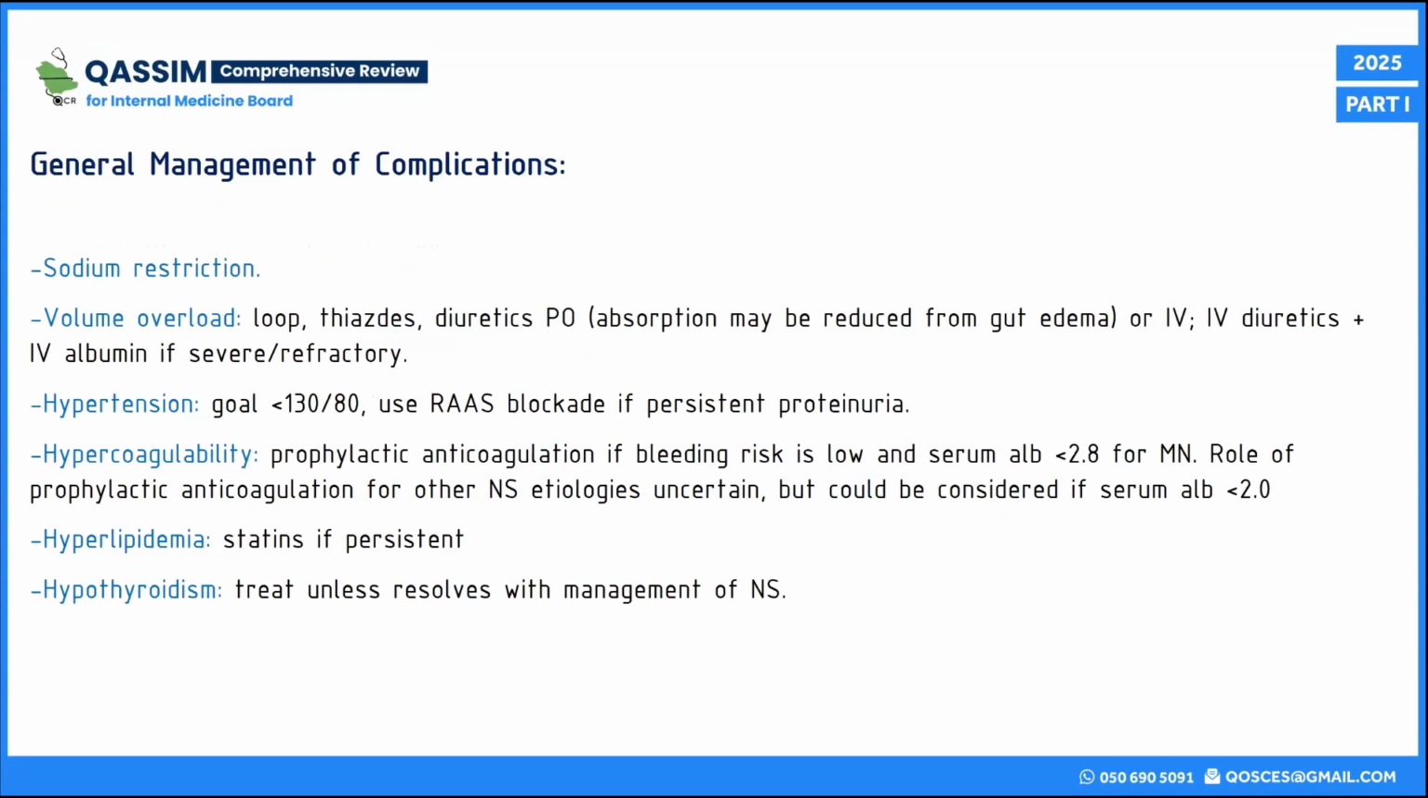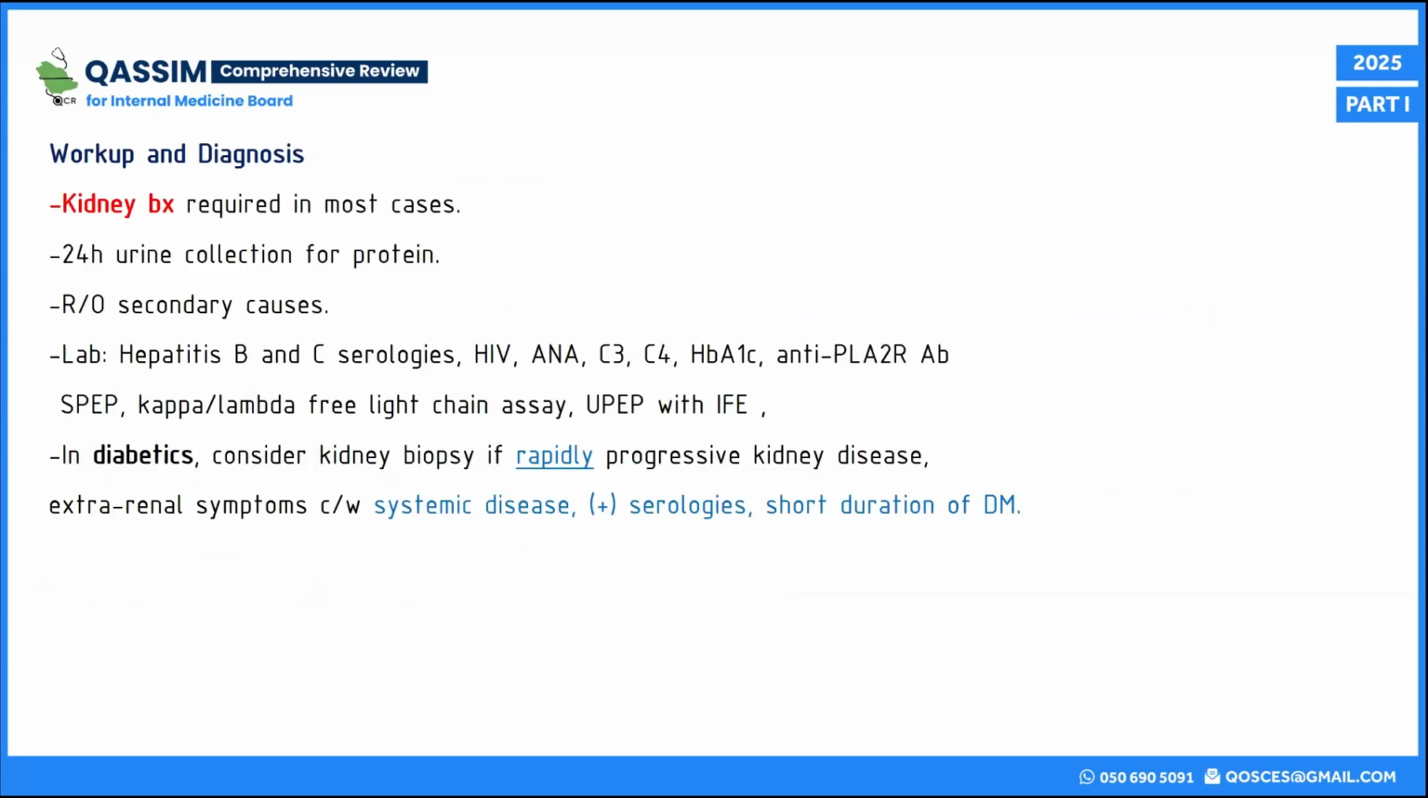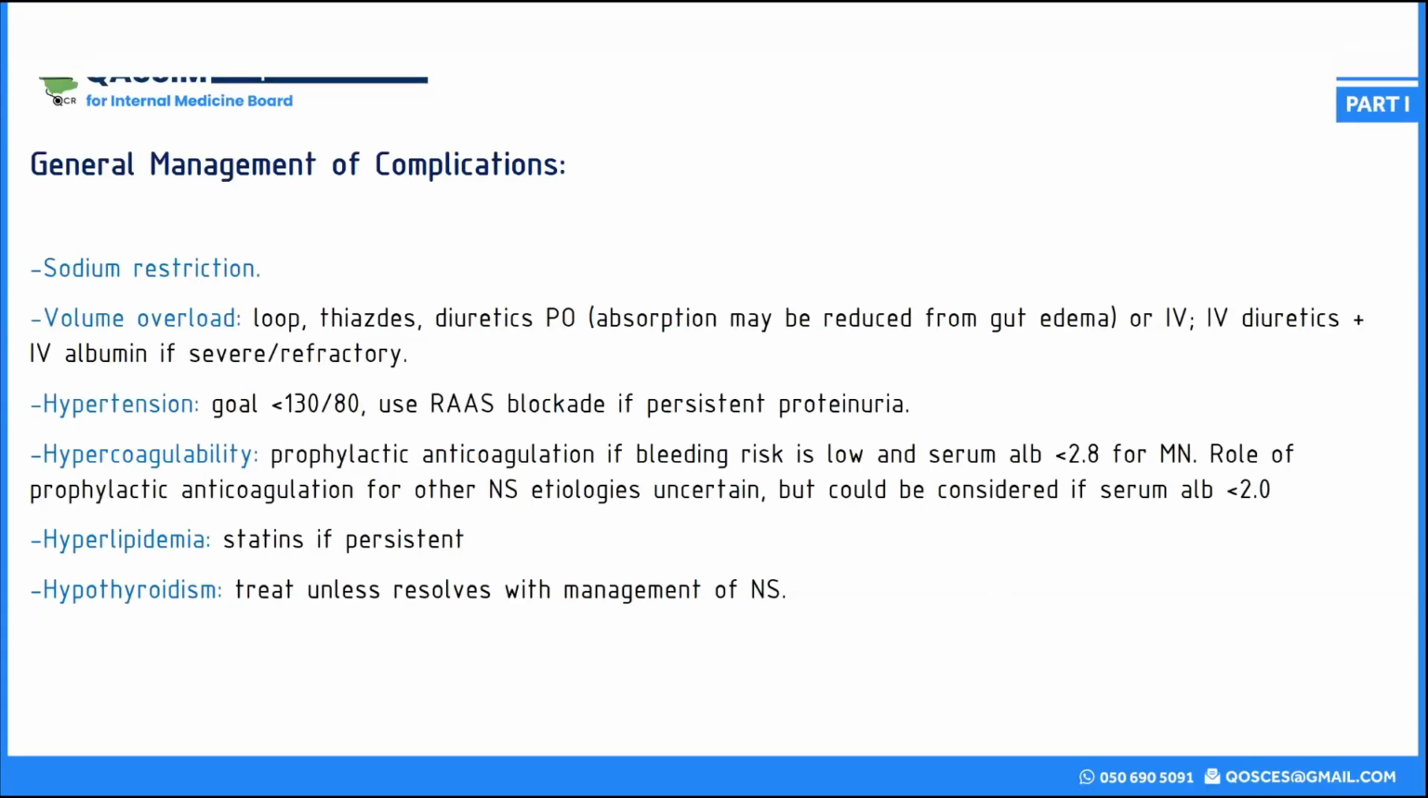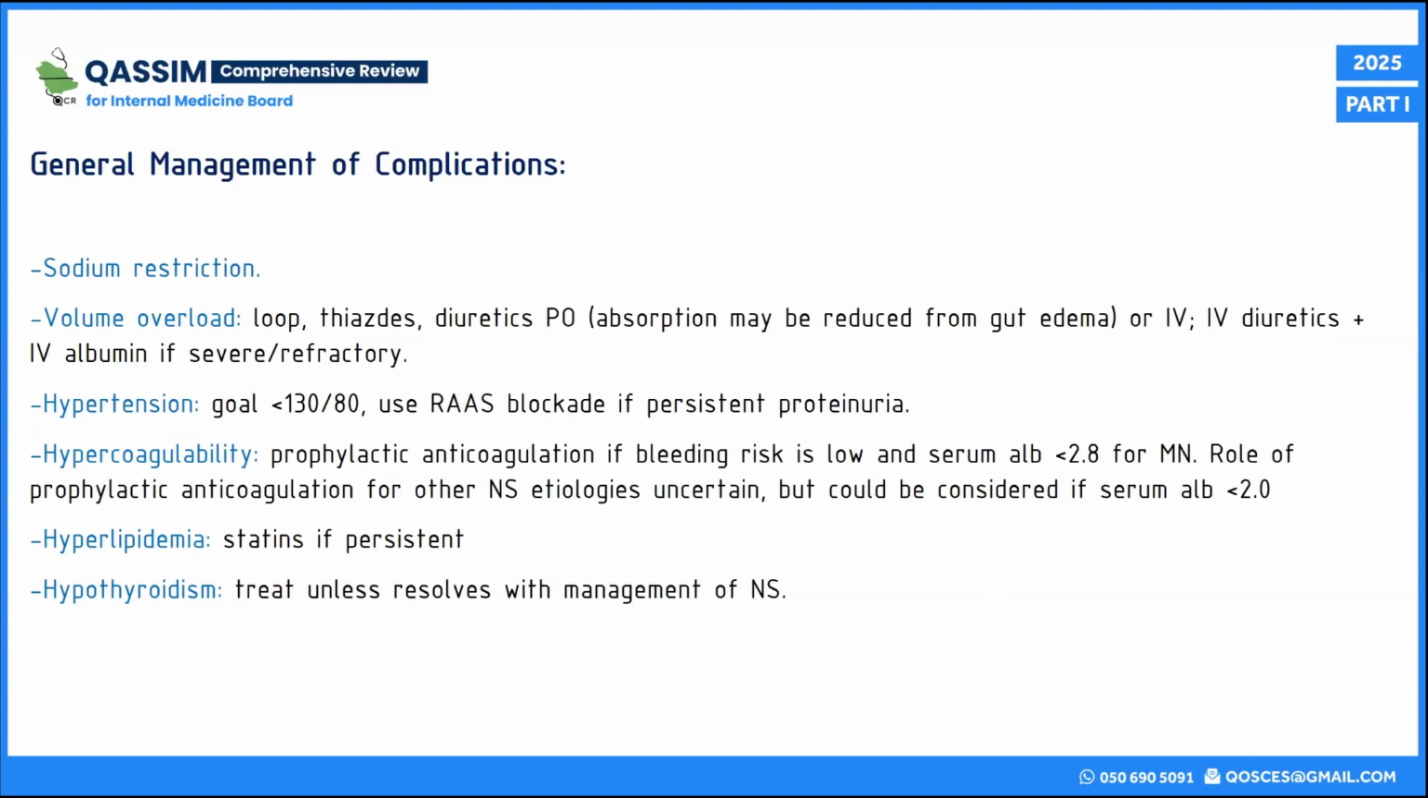In any disease, you have to first mention the non-pharmacological treatment and then the pharmacological treatment. In nephrotic syndrome, of course, we'll ask the patient for fluid and sodium restriction. If the patient has volume overload, we can help him with loop diuretics to prevent the volume overload. And if the patient has hypertension, it's better to give him ACE inhibitors or ARBs.